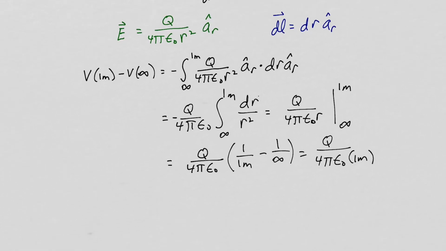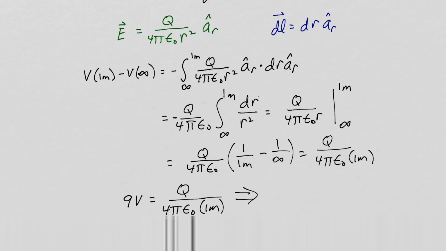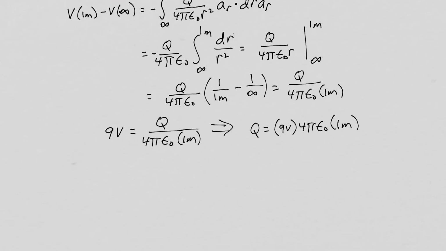So our potential difference is 9 volts, and that's equal to Q over 4 pi epsilon sub 0 times 1 meter. So we want to find Q, so solving for Q, we see that Q is equal to 9 volts times 4 pi epsilon sub 0 times 1 meter. So let's substitute for epsilon sub 0. So we have Q equals 9 volts times 4 pi. Epsilon sub 0 is 10 to the minus 9 over 36 pi farads per meter, and then times 1 meter.